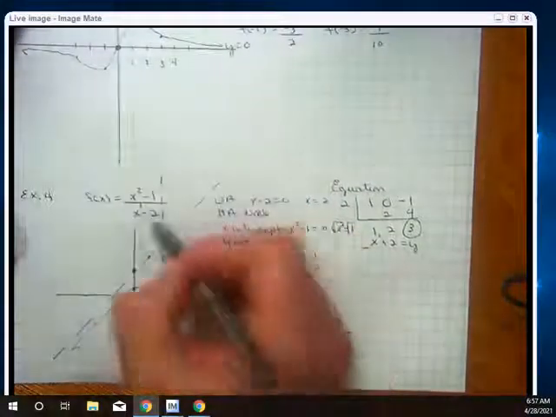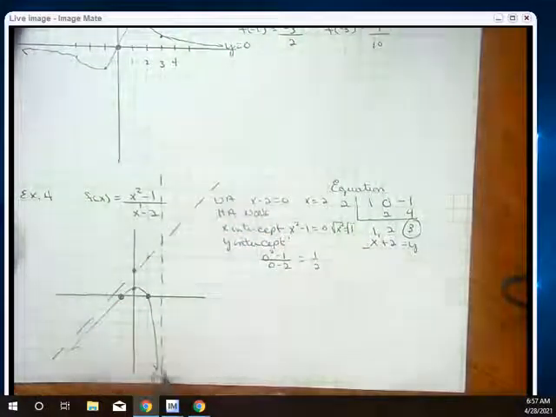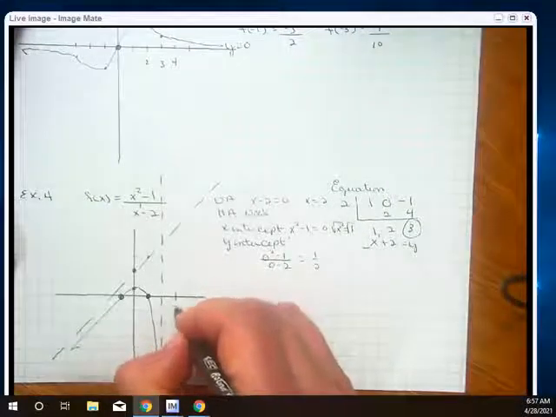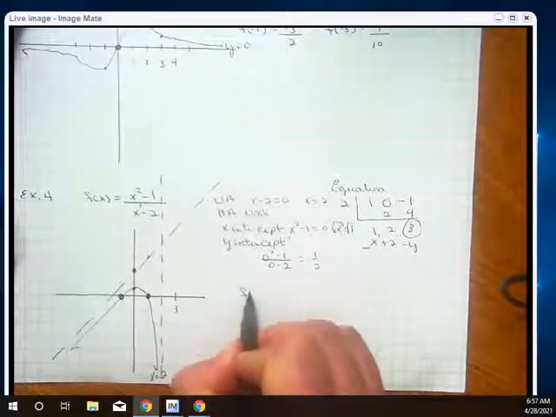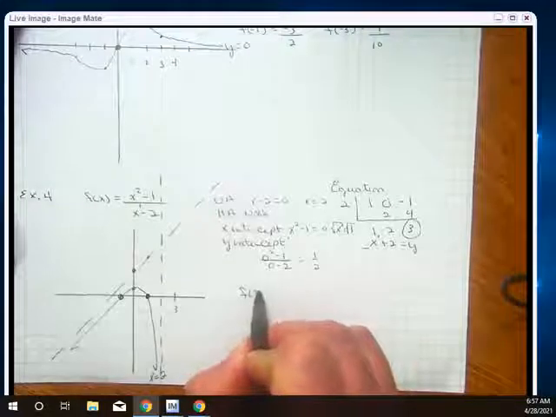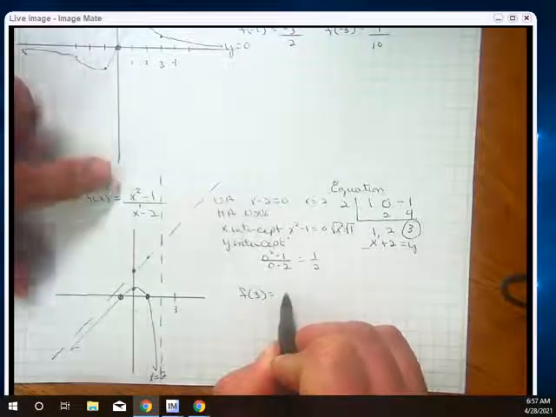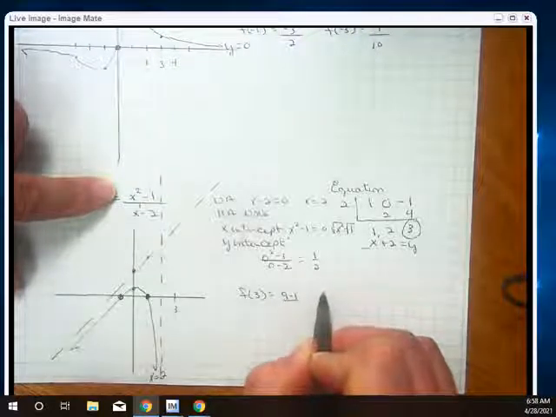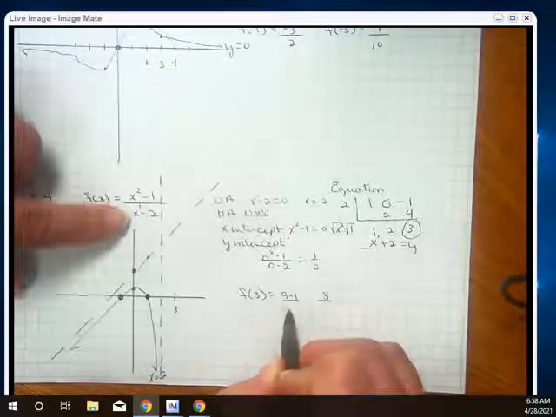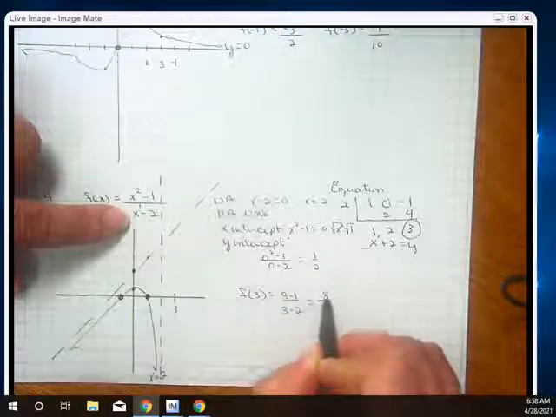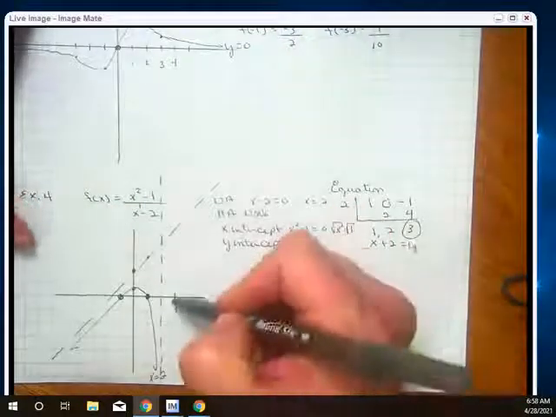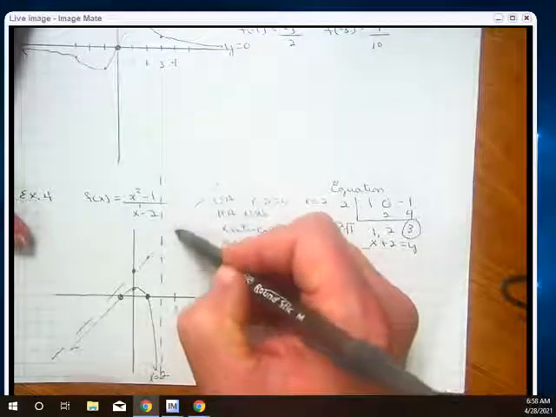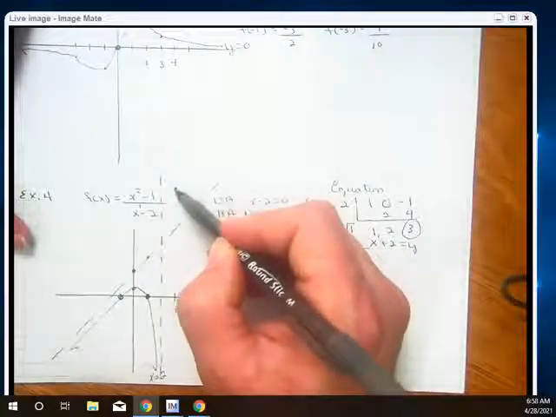I need to find out what's happening to the right of that x equals 2. To do that, I'm going to plug in values that are to the right of 2 into my domain. I'm going to try 3 first. 3 squared is 9 minus 1. 3 minus 2 is 1. 8 divided by 1 is 8. 1, 2, 3, 4, 5, 6, 7, 8 is way up here.